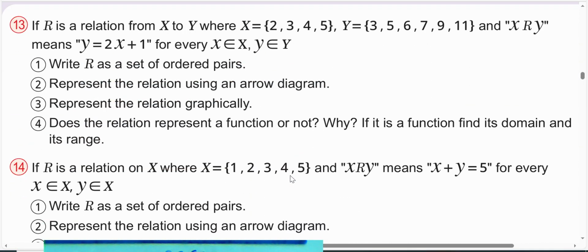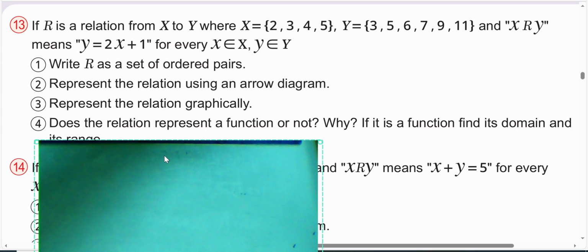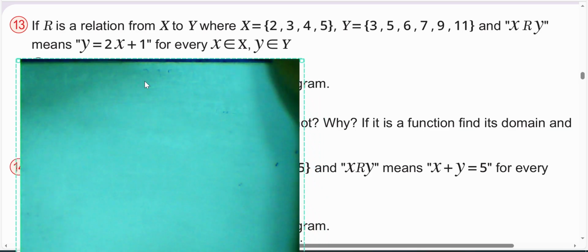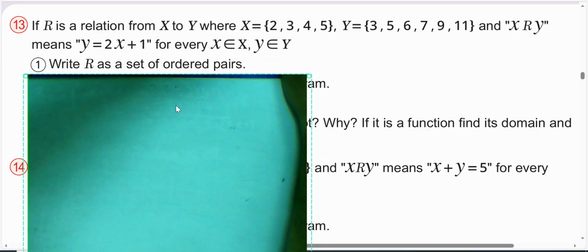Number 13. If R is a relation from x to y, given y equals twice x plus 1, we want to find the relation here.